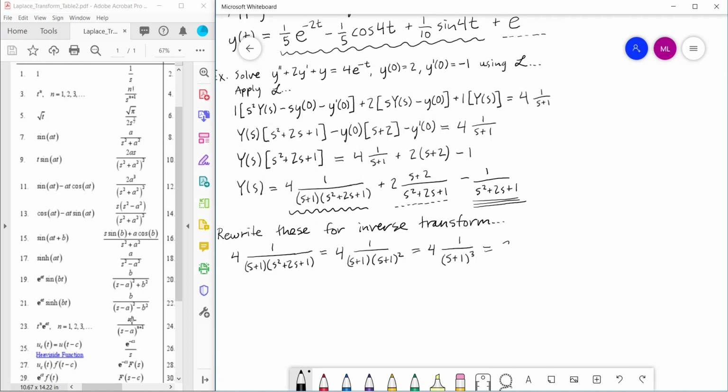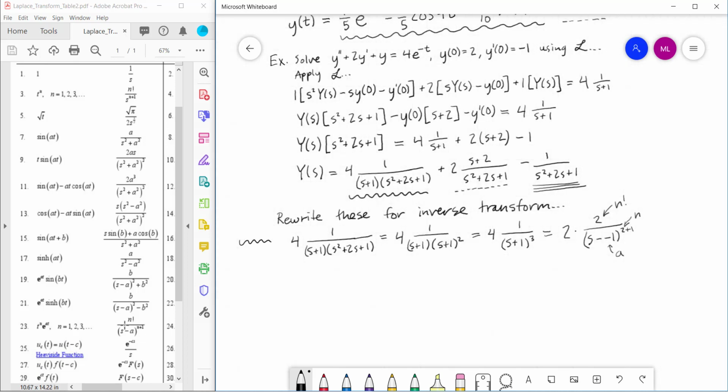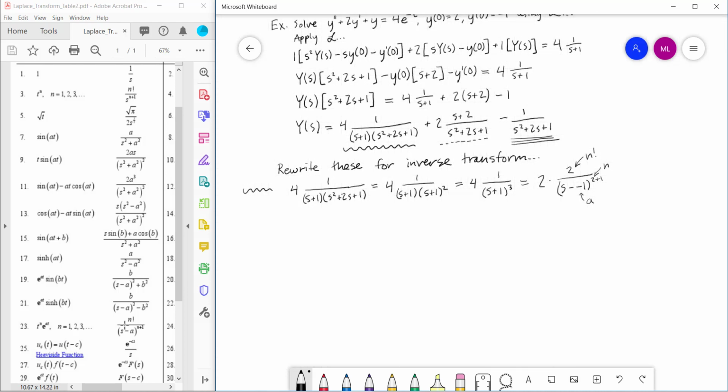2 times 1. So I need to rewrite this as 2 times 2 over s minus a, -1, to the 2 plus 1. And this now gives us here's our n factorial, there's n, here's our a. That makes it match this form down here exactly. So if we were to apply the inverse Laplace transform to this one piece, we can save it for the end if we want.